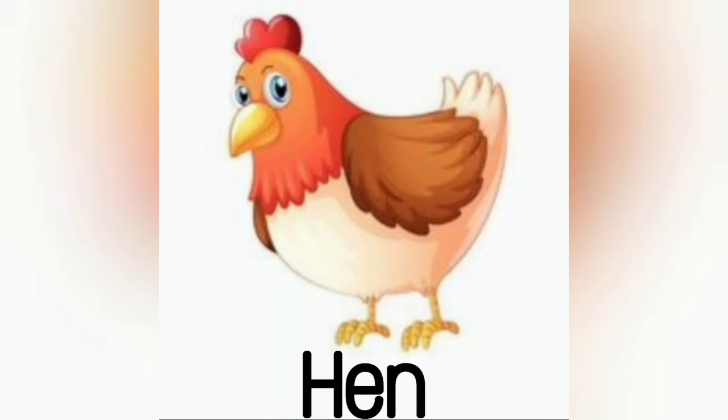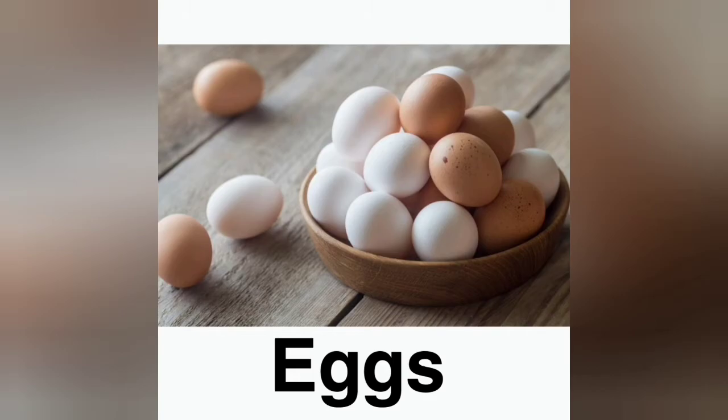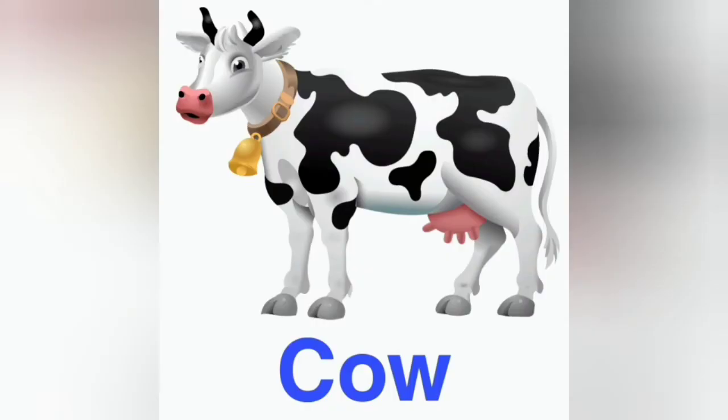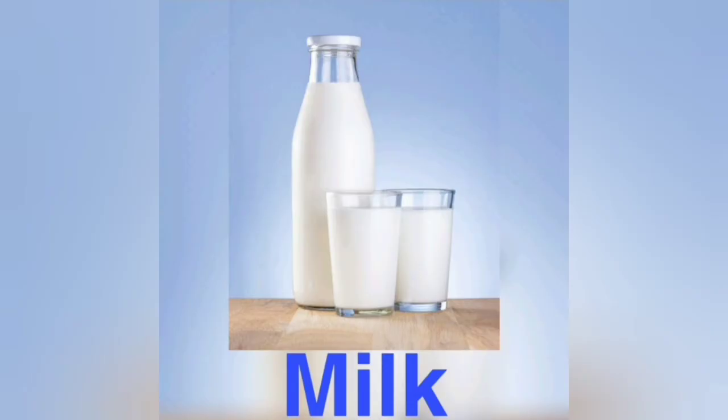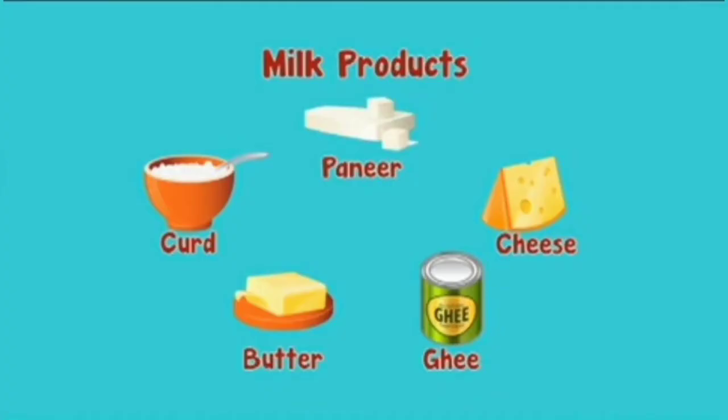This is a hen. It is a farm animal and gives us eggs and meat. This is a cow. It is a farm animal and cow gives us milk which is rich in calcium. And we can make different things out of milk like paneer, cheese, curd, butter and ghee.